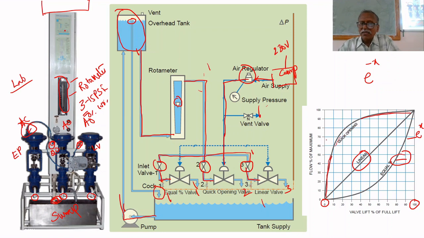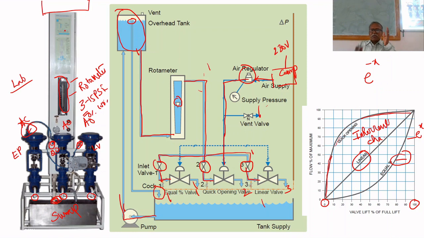I already told you that this characteristic is called inherent characteristics. Now let us see what is meant by inherent characteristics and installed characteristics. There are two types of characteristics. One is called inherent characteristics. The valve is named by its inherent characteristics. Inherent characteristics linear means it will be called a linear valve. Inherent characteristics equal percentage means the valve is called an equal percentage valve. Inherent characteristics quick opening means it will be called a quick opening valve. So it is based on inherent characteristics.